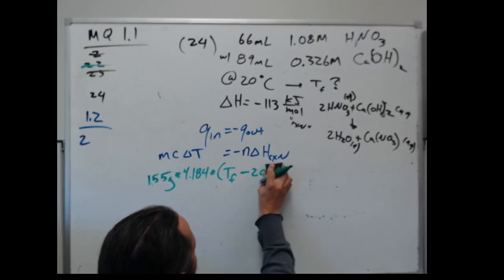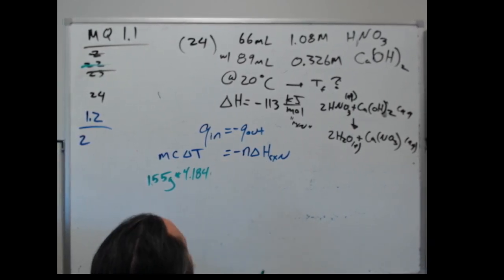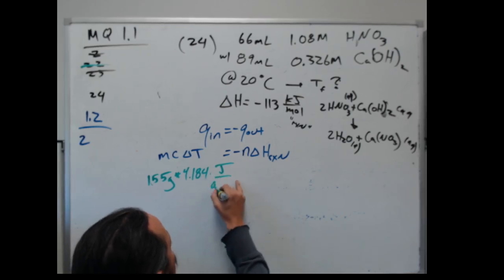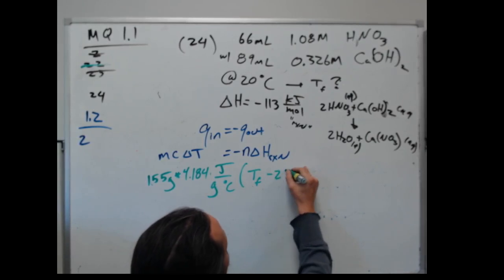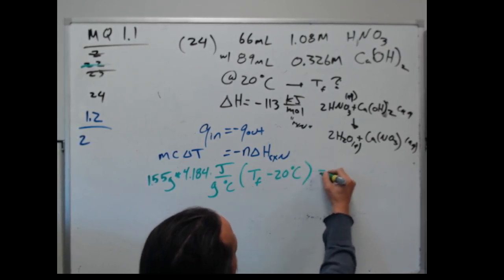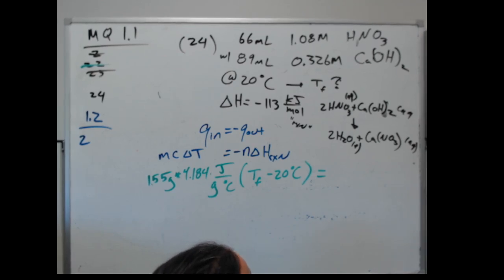I want to put in all of my units. It's going to bother me if I don't. Joules, grams, degrees Celsius, T final minus 20 degrees Celsius. Okay. Then I have to get in my n delta H. So first I have to figure out what my limiting reactant is, or should we just go straight to the moles reaction method? I don't think all of you were here for this, so there's a couple different ways that we can figure out limiting reactant.